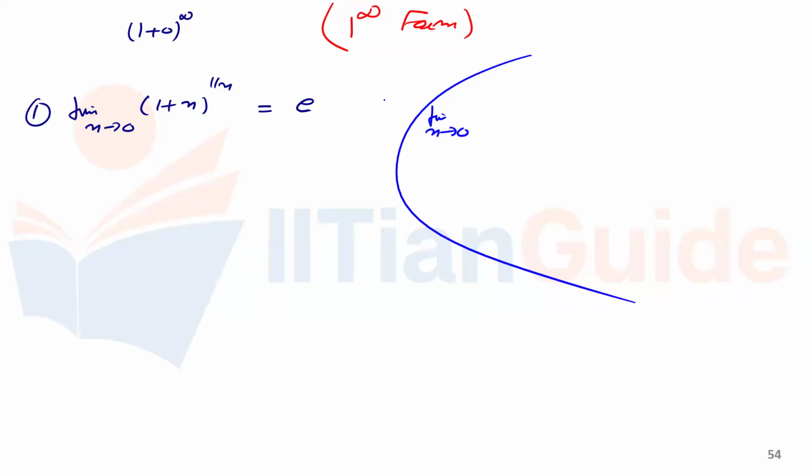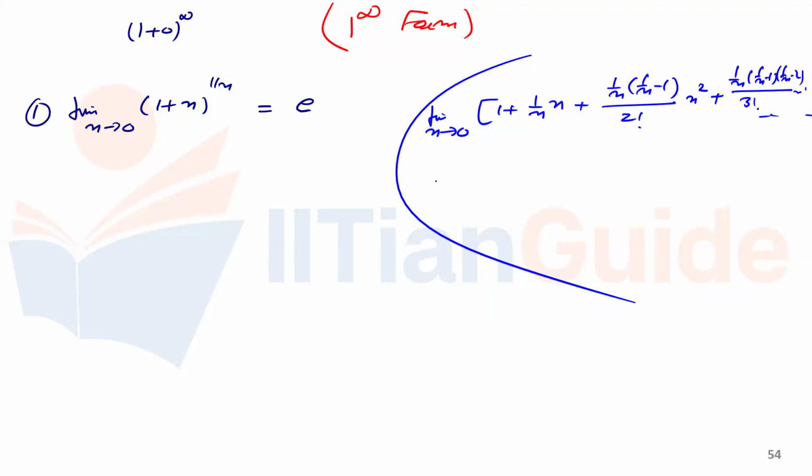With the binomial expansion, if I do (1 plus x) power n, that is 1 plus nx. n is 1 by n, x is n. After that, n into (n minus 1), that is 1 by n into (1 by n minus 1), divided by 2 factorial into x square, that is n square. After that, I will get 1 by n into (1 by n minus 1) into (1 by n minus 2), I'm writing in short, divided by 3 factorial into n cube and so on up to infinity. The first term I'm getting 1, n by n, that will give me 1 again, and limit n tending to 0.